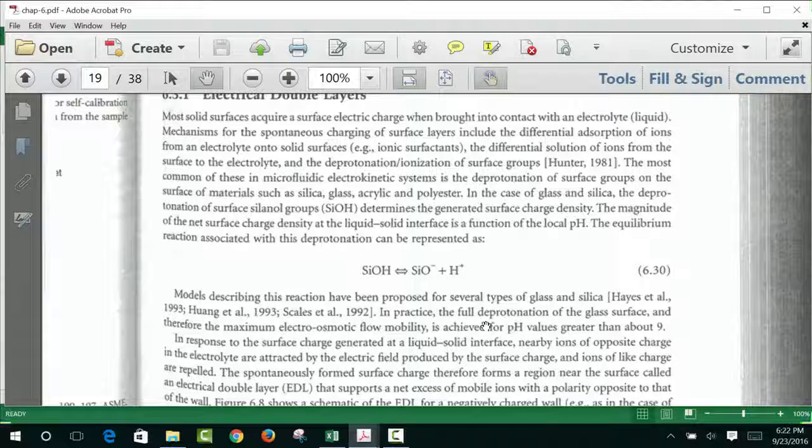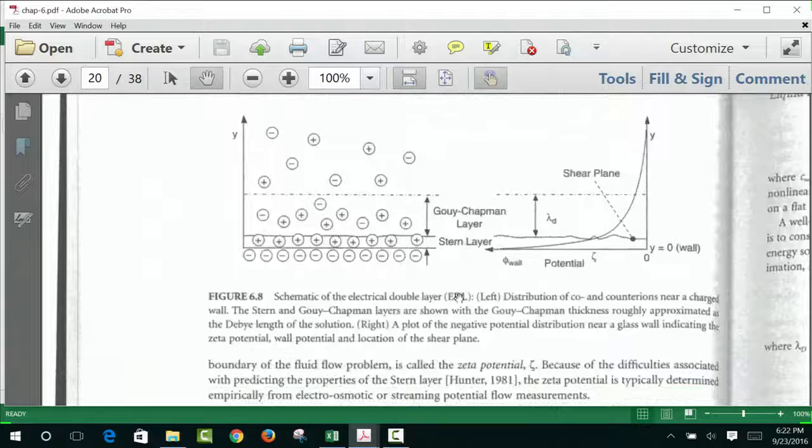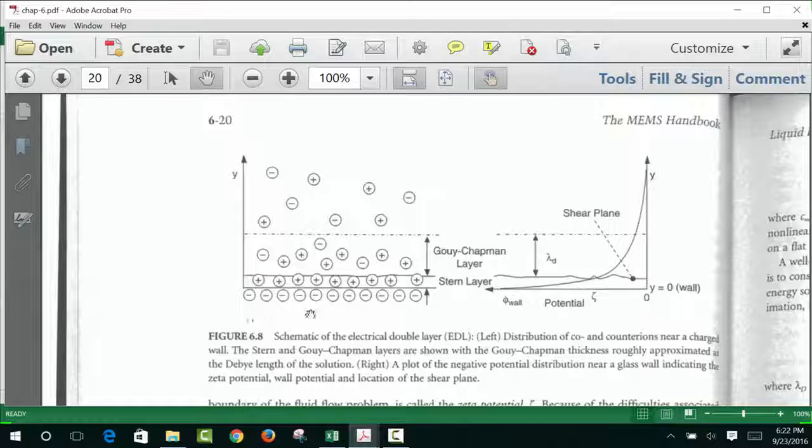So he's basically saying that those microchannels are made out of silicon, glass, and a lot of materials, and when you put them next to an electrolyte, they acquire charge. So the material itself will acquire charge. You think the channel is neutral, but the channel will end up having a charge on the surface, and that will force. What happens if the channel wall has negative charge?